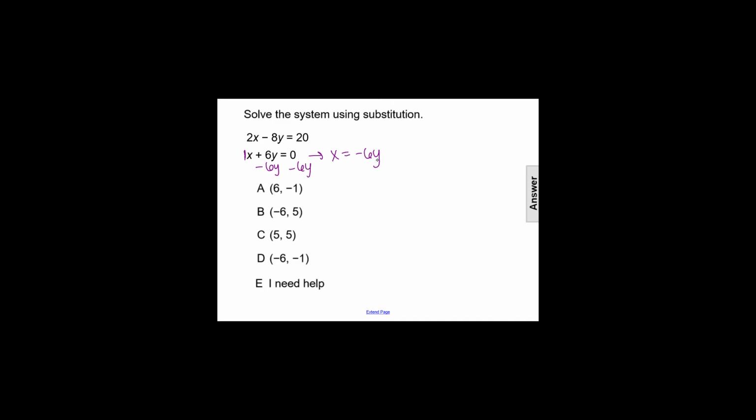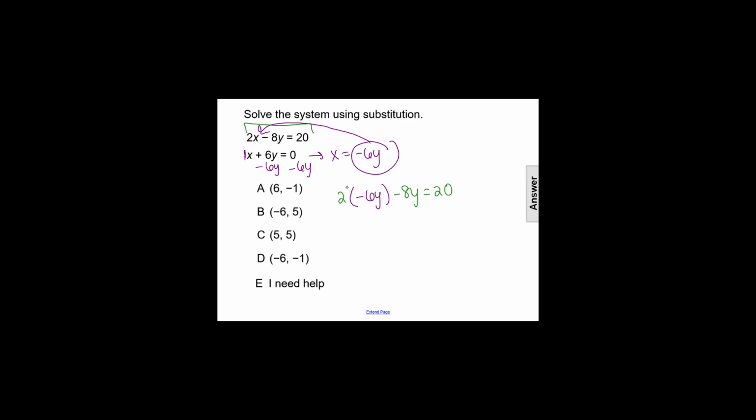Now we can move on and substitute that expression, x equals negative 6y, into the other equation where we see x. We'll substitute it into 2x minus 8y equals 20. So we'll have 2, but now not times x, we'll have 2 times the expression negative 6y, and then we'll still have minus 8y equals 20. So we can now solve for y.